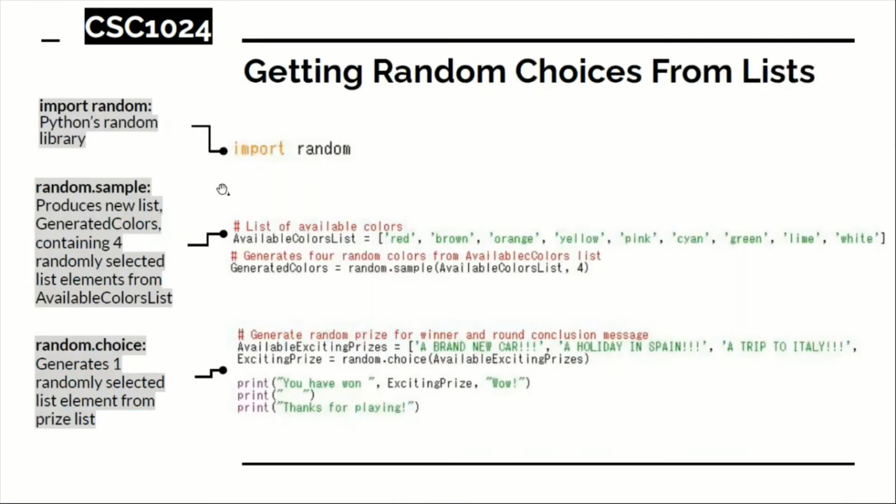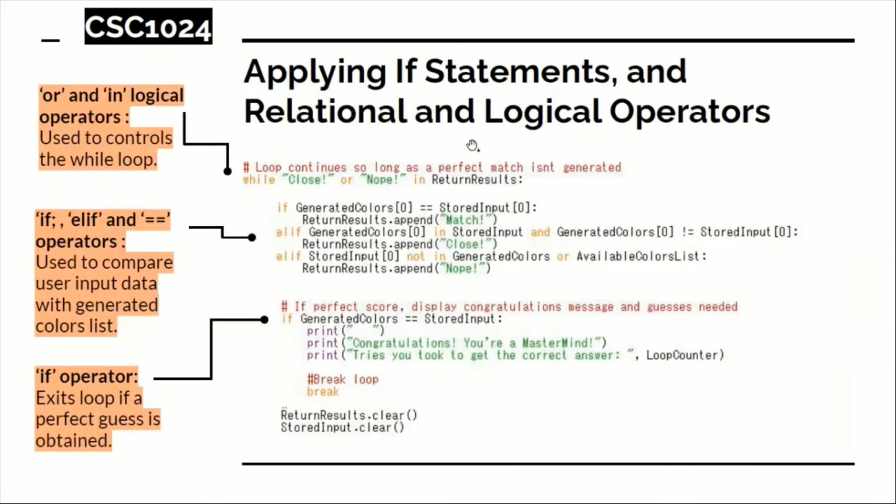Getting random choices from lists. How my program generates random choices from lists is as follows. Firstly, I start by importing Python's random library to my program. I use the random.sample function to populate my generated colors list with 4 random colors from my available colors list. And finally, I also use random.choice to select 1 prize from my exciting prize list for when the player wins the game.